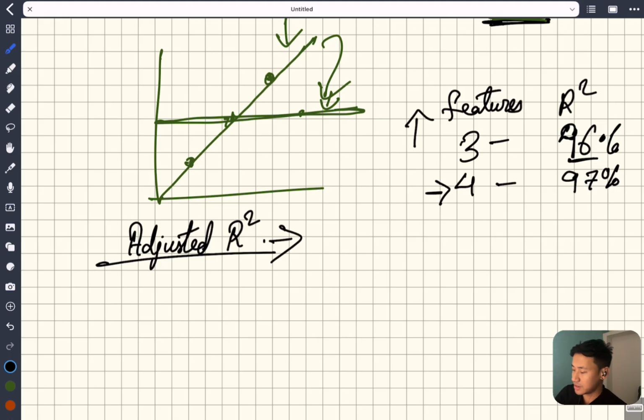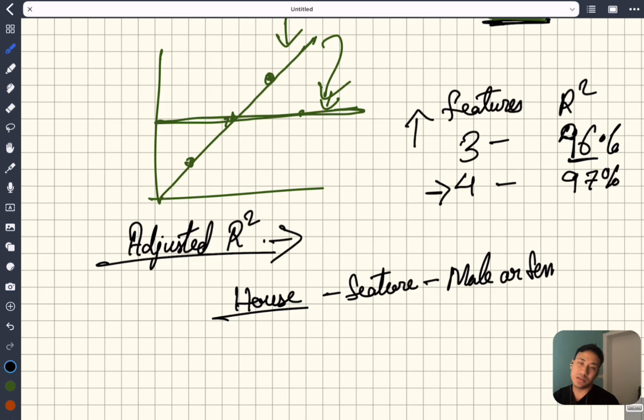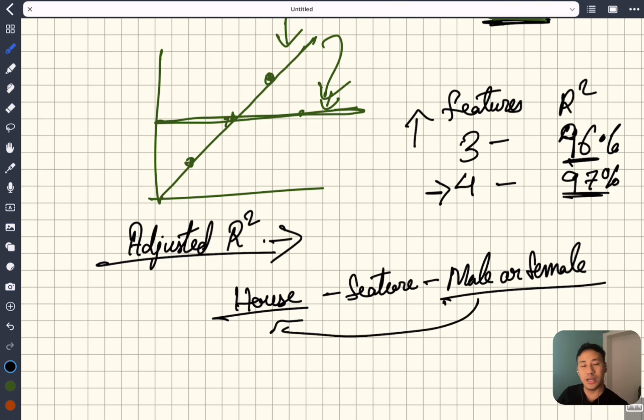For example, let's say I'm buying a house and one more feature is added, whether a male or female is staying in that house. It is nowhere related to house pricing, right? But somehow it is increasing the percentage, from 96 to 97. So you would think that this particular feature is directly related to the house. This is how r square can be tricked.